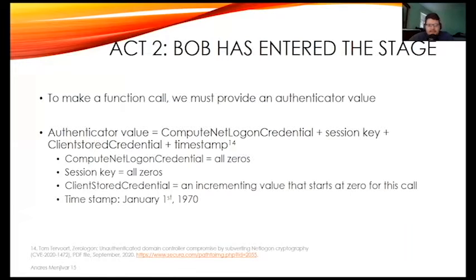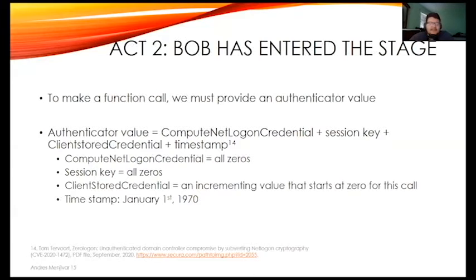Now, in order to do this, we actually have to provide an authenticator value. The authenticator value is composed of 4 things: the ComputeNetLogonCredential, a session key, a client stored credential, as well as a timestamp. Because we were able to authenticate ourselves successfully, we know that the ComputeNetLogonCredential as well as our session key are going to be all zeros. Our client stored credential is actually an incrementing value that starts at 0 at the moment of this call, so we can ignore that for this case.